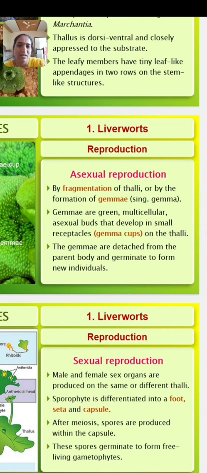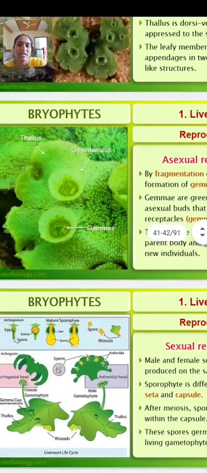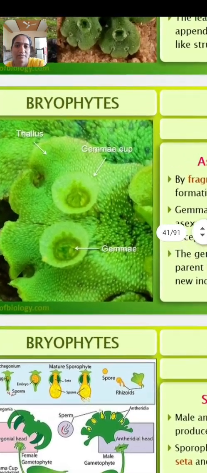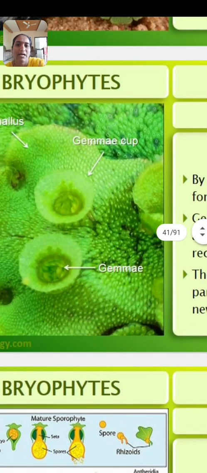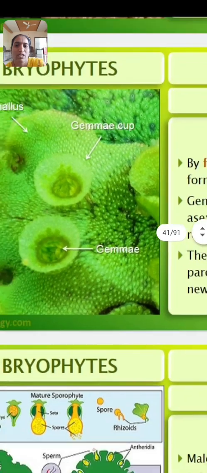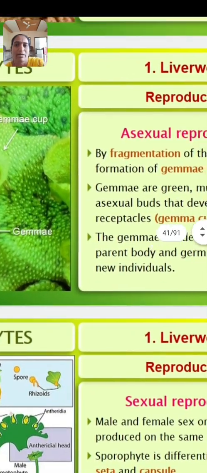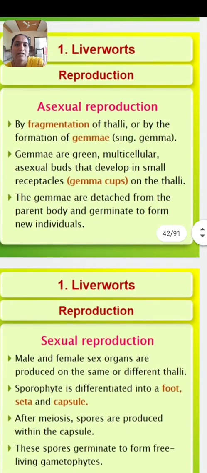What does it mean by gemmae? Gemmae are green multicellular asexual buds that develop in small receptacles on the thalli. Look here. This one is a thallus on which two gemmae cups are developed. These two structures are known as gemmae. They look like birds. When they detach from their parent, they grow as a new individual.